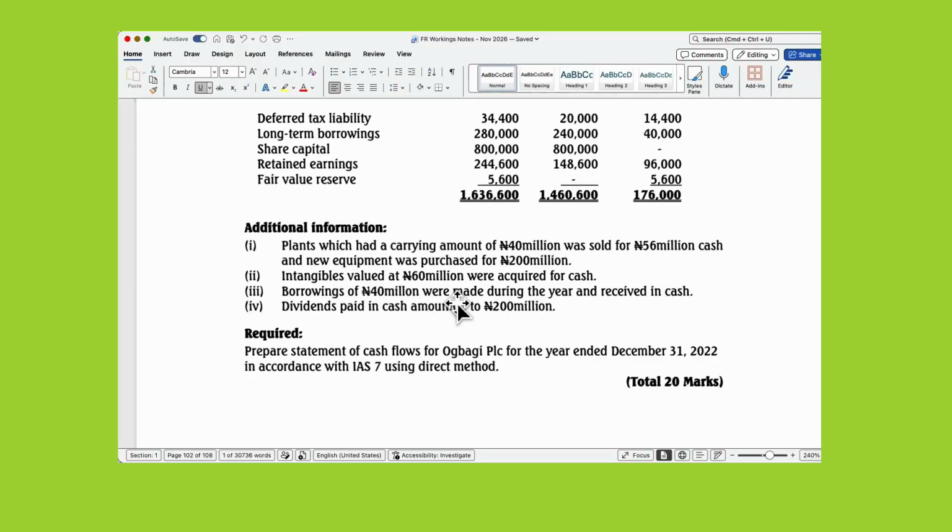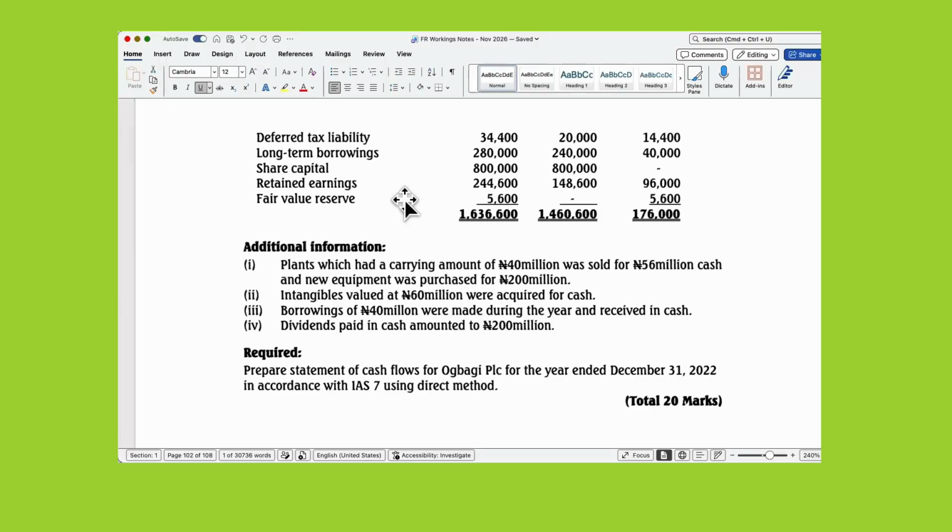Again, borrowings of 40 million were made during the year and received in cash. If you look below the tax liabilities, there is a long-term borrowing. You see the movement was 40. That's the one the examiner is telling me again. Even if he doesn't give me this note 3, this 40 increase is borrowing. I know it's borrowings. If a liability increases, it's borrowings. It's going to the statement of cash flows straight.